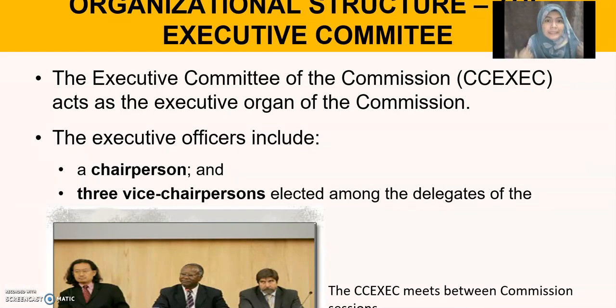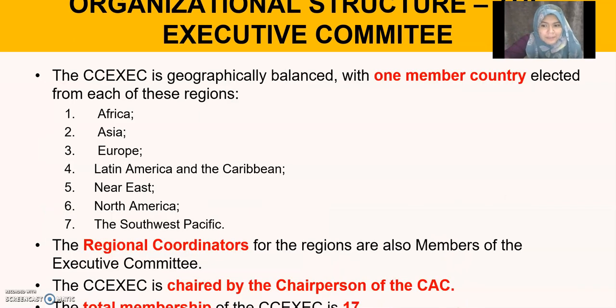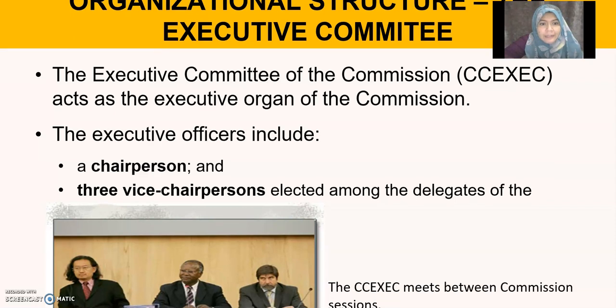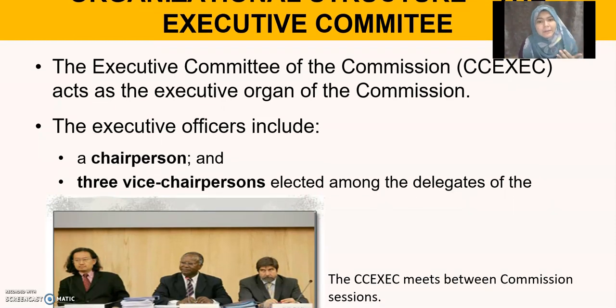And next we go to the executive committee of the commission. The executive committee, also called CCEXEC, acts as the executive organ of the commission. And this executive committee includes a chairperson and three vice chairpersons that are elected among the delegates. So just now they have the CAC, the commission, and then after that they have the executive committee of the commission.